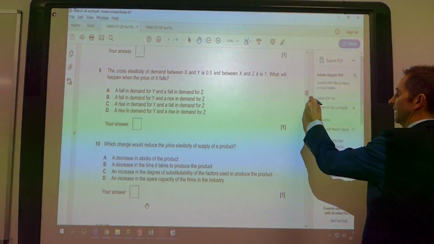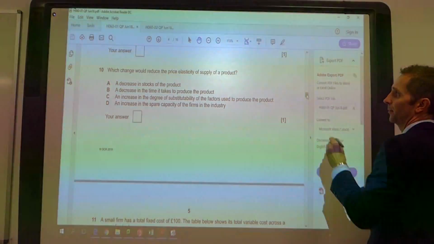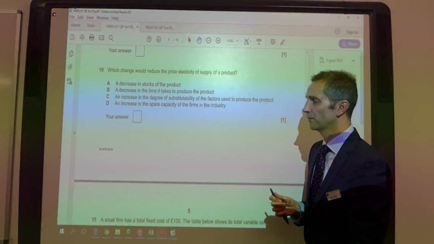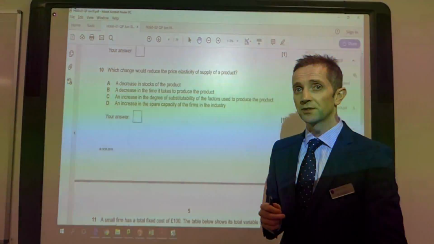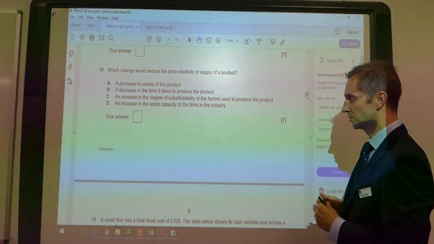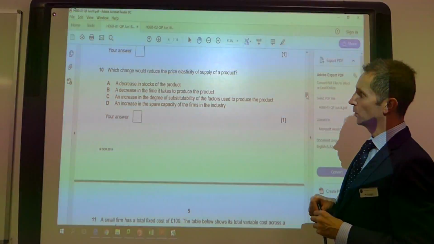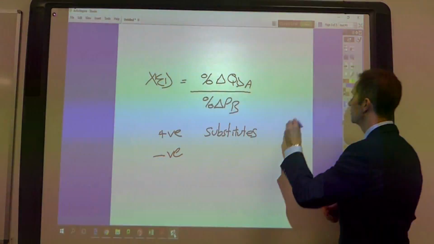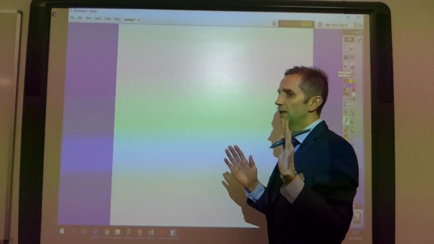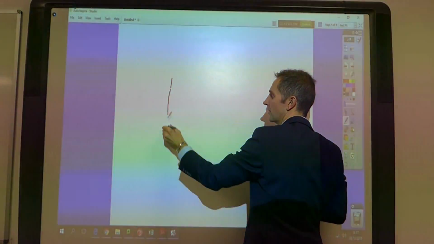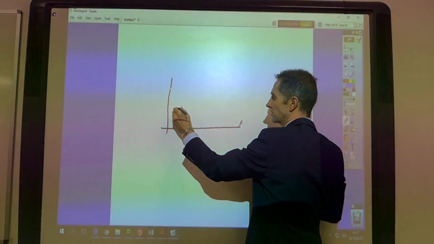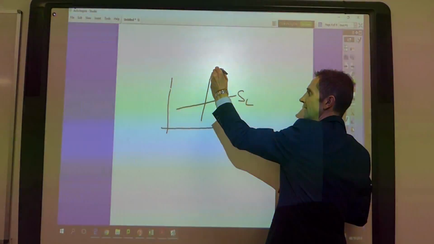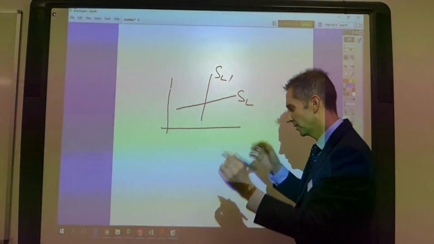Okay, and then lastly, elasticity of supply this time. So again, we don't really need to know the equation for this one, although it is percentage change in quantity supplied divided by the percentage change in price in this instance. So which will change the price elasticity of supply? So when you're thinking about that, always have in your mind elasticity of supply. Just have the diagram in your mind. So there's a very elastic supply curve, and there's a very inelastic supply curve. And that's what you want to be thinking about.